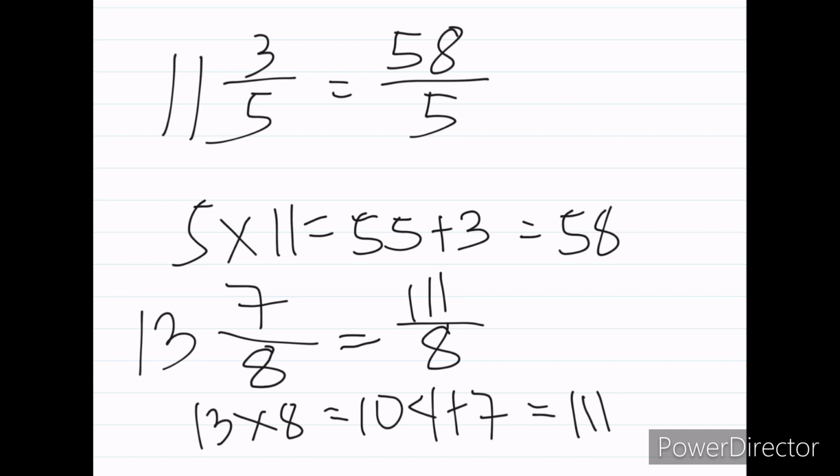111 over 8. So that's how to change improper fraction into a mixed number and vice versa.